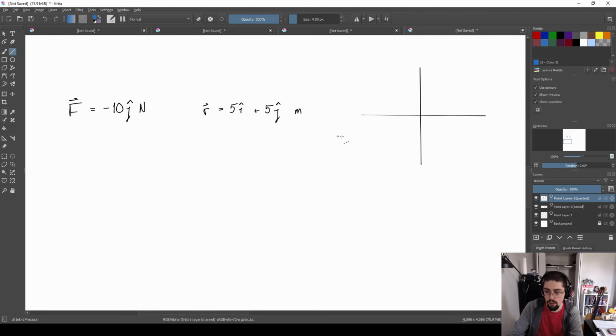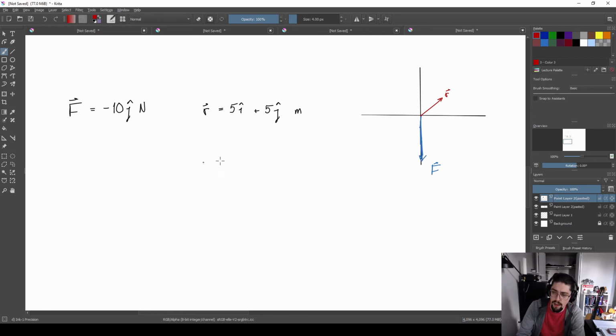Let's go ahead and do my force in a light blue. I see that is pointing negative 10 down, just like that. Let's imagine that it actually lines up on the axis. I think it shows up a little bit better like this, something like that. That is my force vector. R, 5 up, 5 over. Bam, just like that.